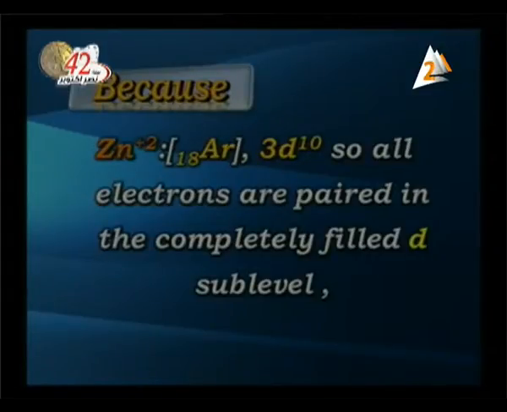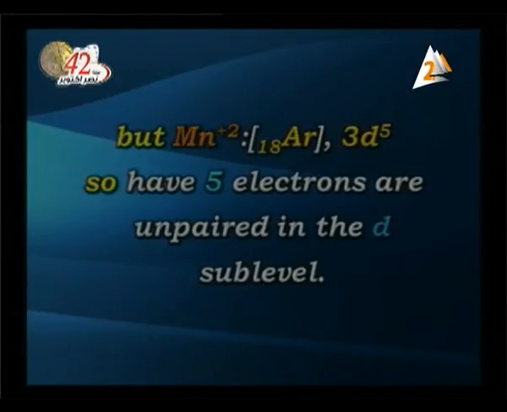Zinc positive 2 ion in the compound has electronic configuration argon 18 3d10, as it loses the 2 electrons from the 4s sublevel. So all the electrons are paired in the completely filled d sublevel. While manganese positive 2, by losing the 2 electrons in the 4s sublevel, will have electronic configuration argon 18 3d5, so having 5 electrons unpaired in the d sublevel. That's why it is a paramagnetic substance.